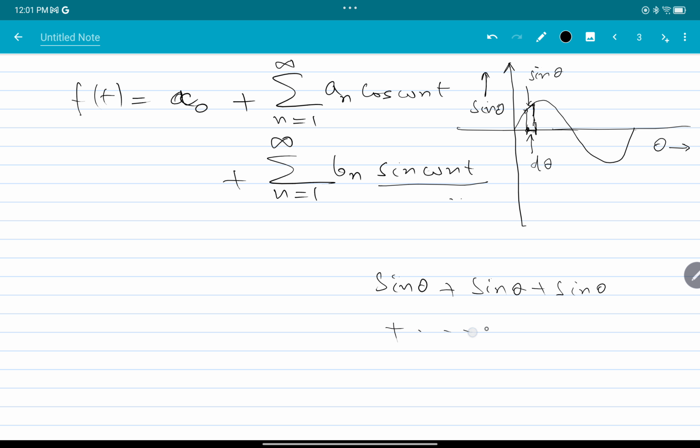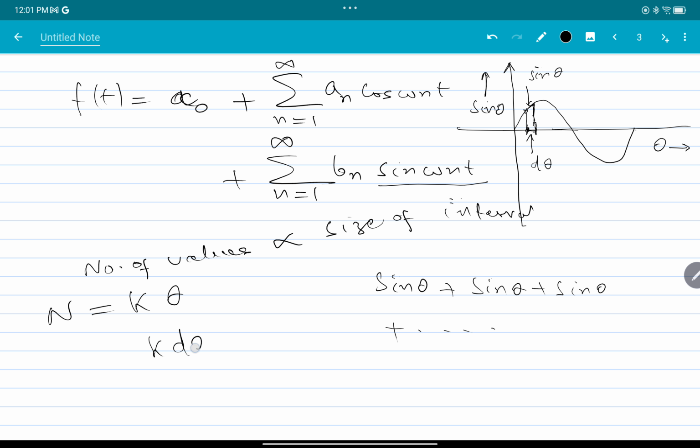How many? That depends upon the size of this interval. The number of values is directly proportional to the size of the interval. We can write the number of values n equal to a constant of proportionality times the size of the interval theta. Here the size of the interval is d theta, so k d theta is equal to dn, the small number of values from this to this.